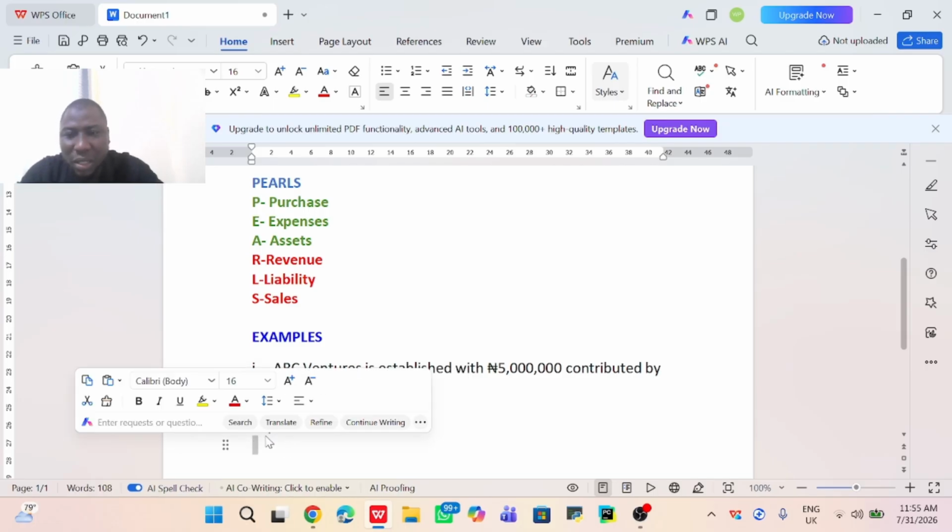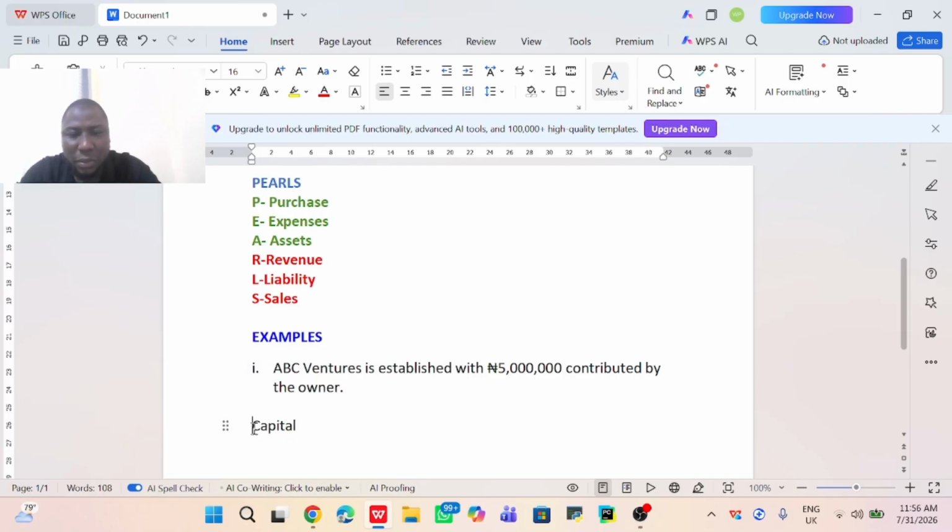That is why our cash will be debited. Our cash will be debited with how much? With 5 million naira. Our capital will be credited with the same amount, 5 million naira.